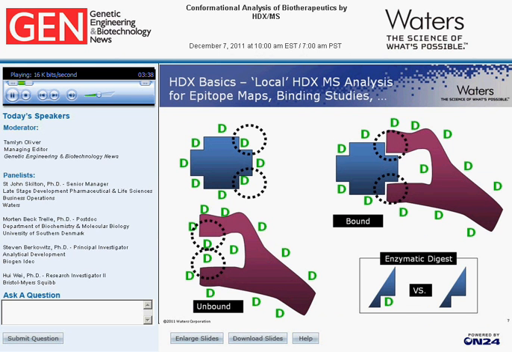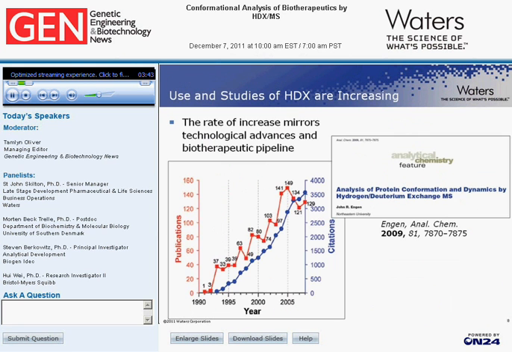It's clear that the use and actual studies involving HDX are increasing dramatically, and this was highlighted back in 2009 by John Engen, who drew up a graph of all of the citations and publications, and you can see year on year how it's been increasing steadily, and of course it's reached even further up in the last couple of years. And the studies are extremely varied.